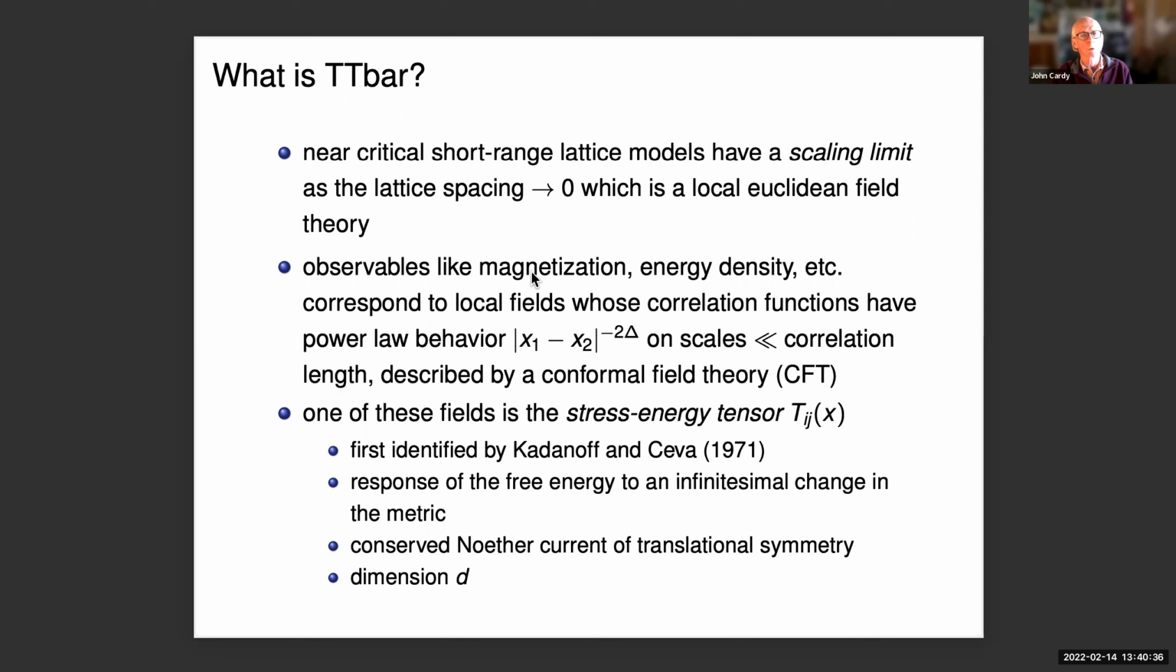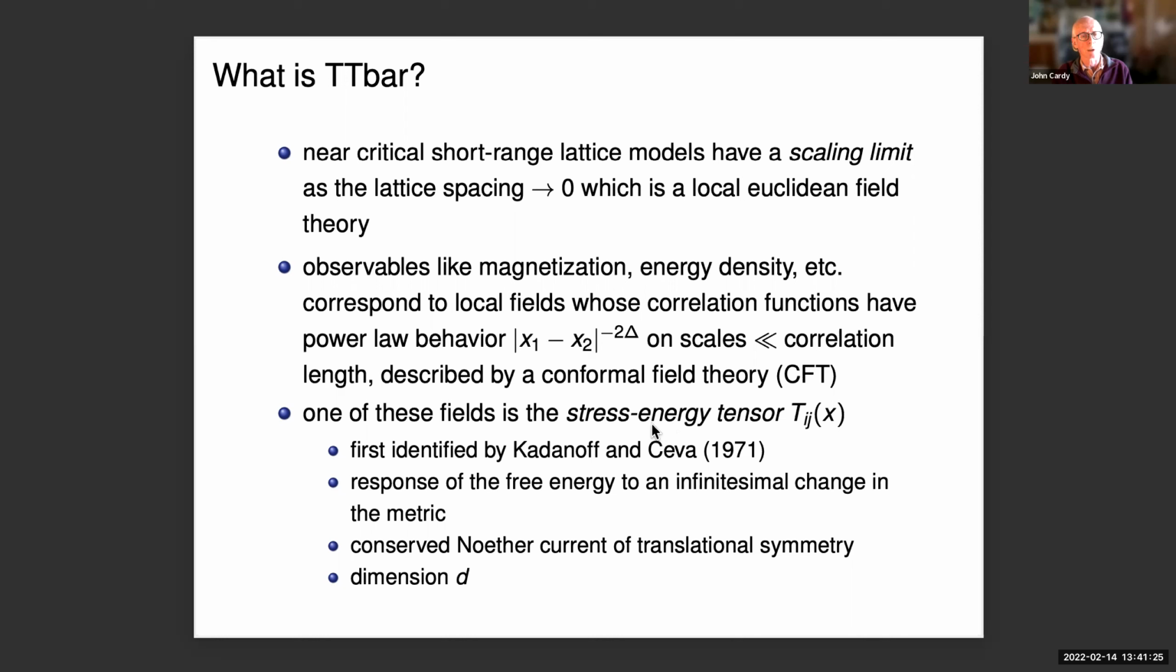And then observables like the magnetization, energy density, etc., all correspond to local fields, and on scales much less than the correlation length, or exactly at the critical point, they have a power law decay with some characteristic exponents which are related to the conformal dimensions of the operators involved. And a particularly important one, as you know, is the stress energy tensor, which in quantum field theory is called the energy momentum tensor.